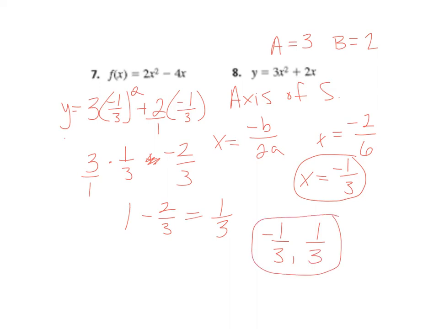Alright, now a couple of things that we can draw from this one. We know that it's a positive a. That means that it's going to be a smiley face, so it's going to look like that. The C value is non-existent. We know that that's where it's going to cross the y-axis.